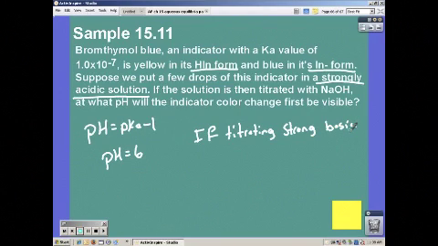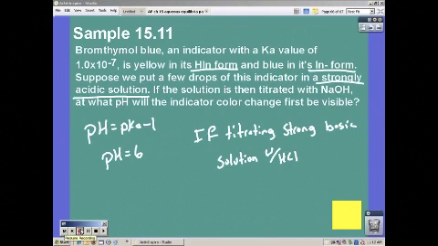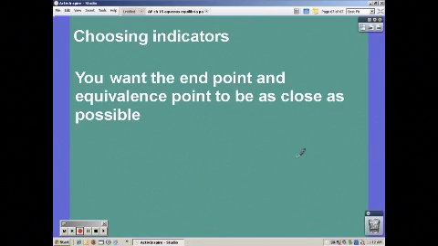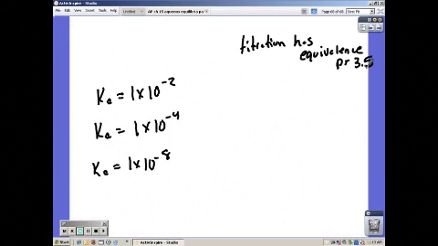If we were titrating a strong basic solution, so if we had put this in a strong basic solution, then we would have used the opposite equation, pH equals pKa plus 1. So pH would have equaled 8. And also you should know that since this indicator is yellow in its acidic form and blue in its basic form, it would start off yellow and turn blue at a pH of 6. So again, you want the endpoint and the equivalence point to be as close as possible.